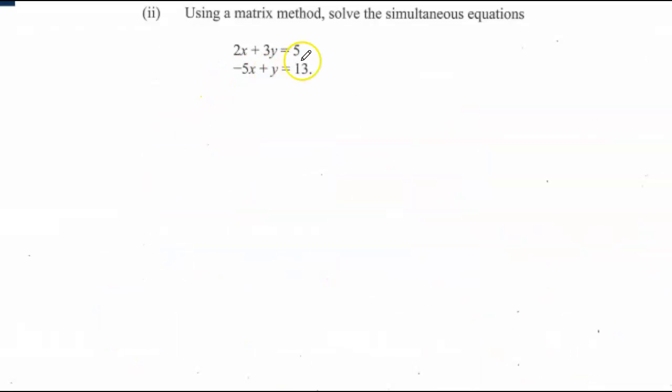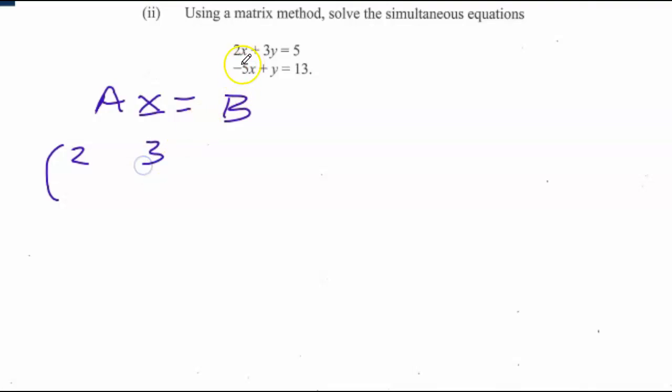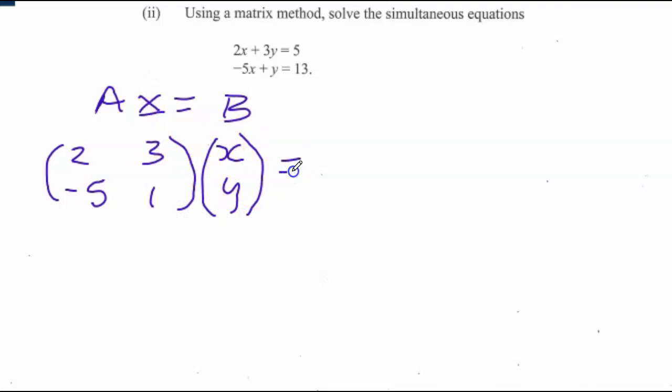So use the matrix method to solve this pair of simultaneous equations. Again, remember we can use AX equal to B, where X is the solution. A would be the coefficients of the terms of x and y from the left hand side here. So A will be the matrix 2, 3, and negative 5, and remember y is 1y, so 1. This is just x, y, equal to B, and B is just the constants over here, 5, 13.